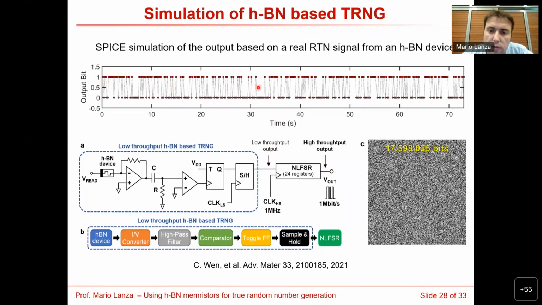Okay. However, this output is a little bit slow. The number of bits that I can produce is a little bit slow. So what this non-linear feedback shift register does is to increase the throughput, and then we can get random signals that fluctuate at frequencies of 1 megabit per second. Okay, here you can see one string of bits.